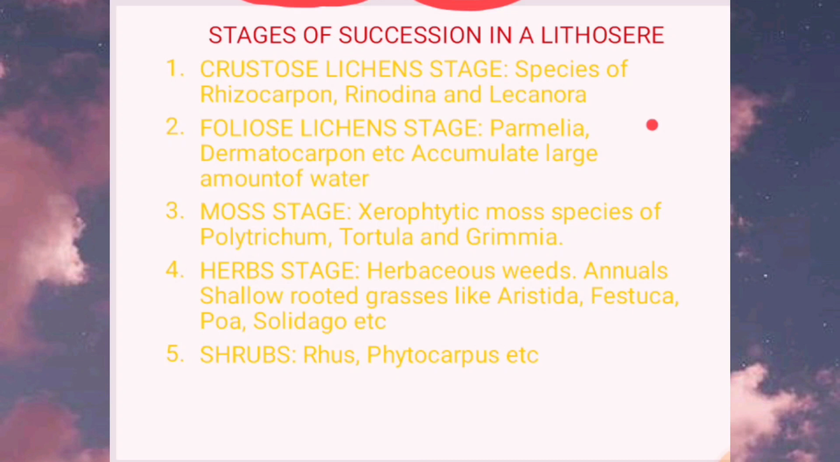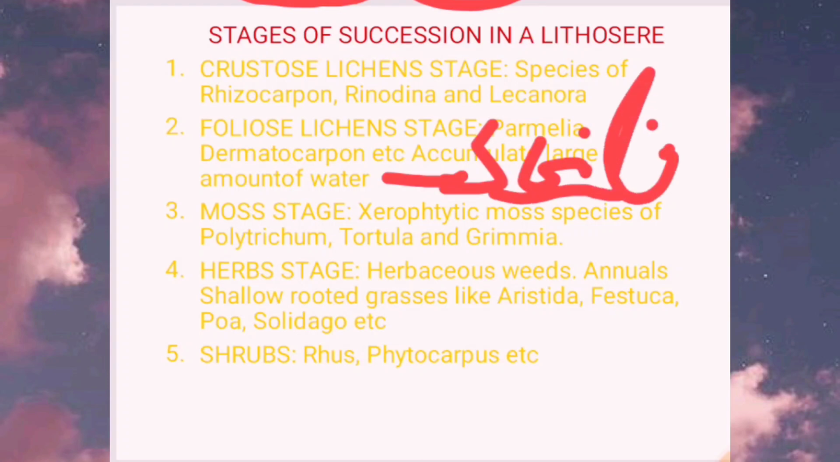Now different species of foliose lichens like Parmelia and Dermatocarpon come up in this area. These lichens are able to accumulate a large amount of water. So the amount of water is increasing in this area, organic matter is also increasing, and soil is forming. In this foliose lichens stage, soil starts to form.